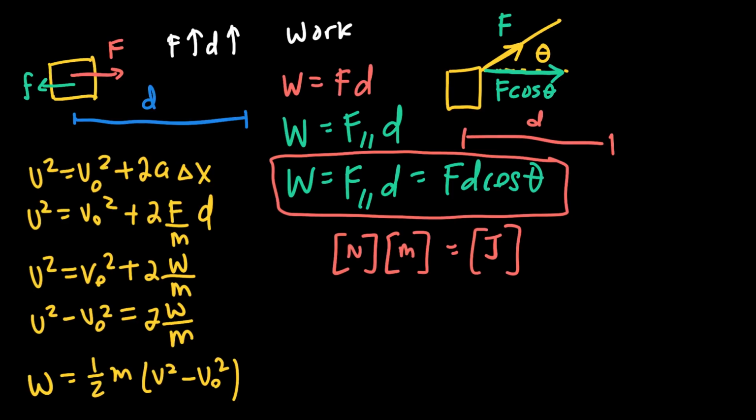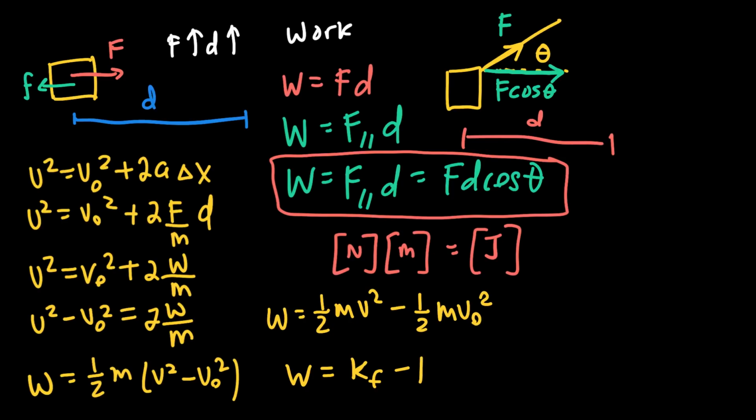If we then distribute that 1/2 all the way through, what we get is work is equal to 1/2 mv squared minus 1/2 mv naught squared. And so what this shows us is, if we recognize that 1/2 mv squared is the form of the equation for kinetic energy, then work is equal to the final kinetic energy, 1/2 m times the final velocity squared, minus the initial kinetic energy, 1/2 m times the initial velocity squared. And final kinetic energy, Kf, minus initial kinetic energy is just the change in kinetic energy.